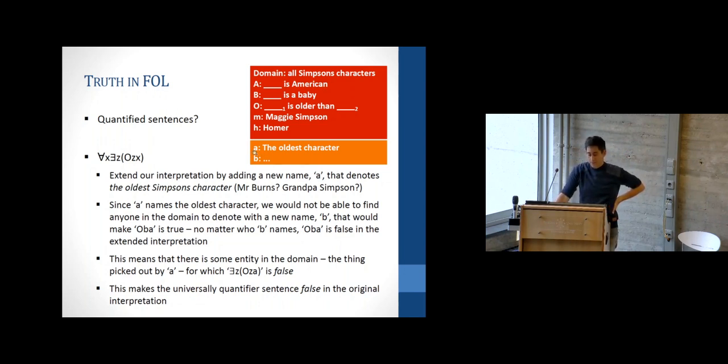So here we take A to be the oldest character. A names the oldest character. We won't be able to find anyone in the domain with a new name B for the existential Z that makes OBA true. No matter who B names, OBA is false in the extended interpretation. So it's impossible to make this sentence true, therefore this sentence is false. Okay?